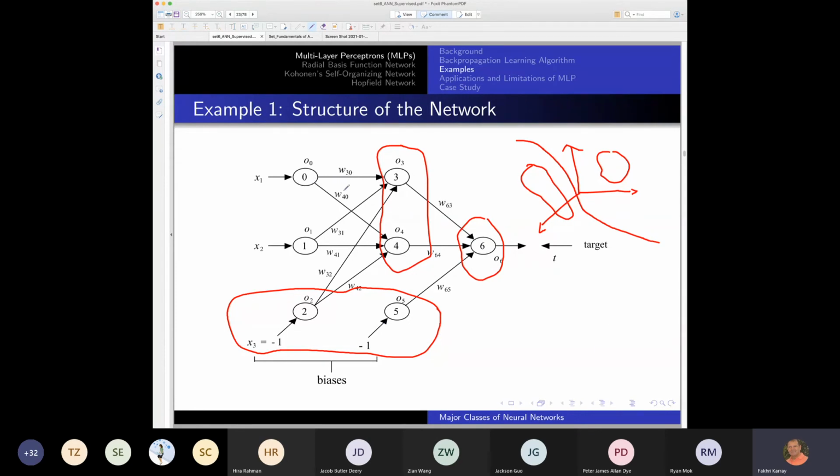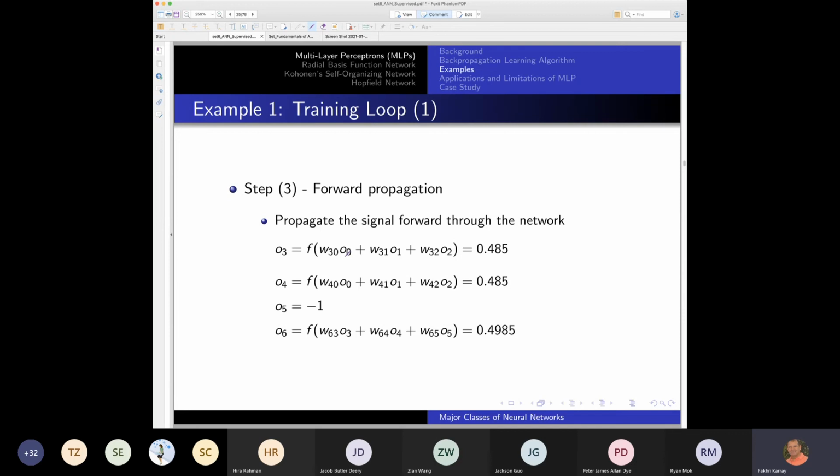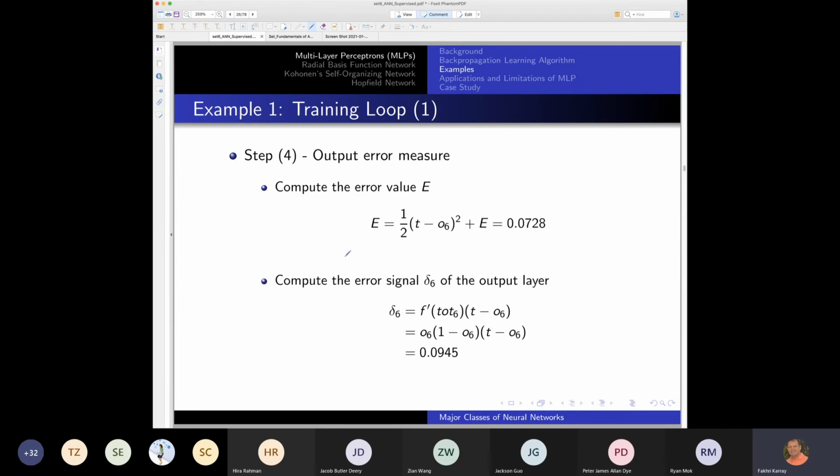So it's omega-3 0 using the notation that we have utilized in the system. We initialize the system, we apply the input pattern, we create the outputs for each one of the layers going forwards, we compute the error. We found that the error is still very large.